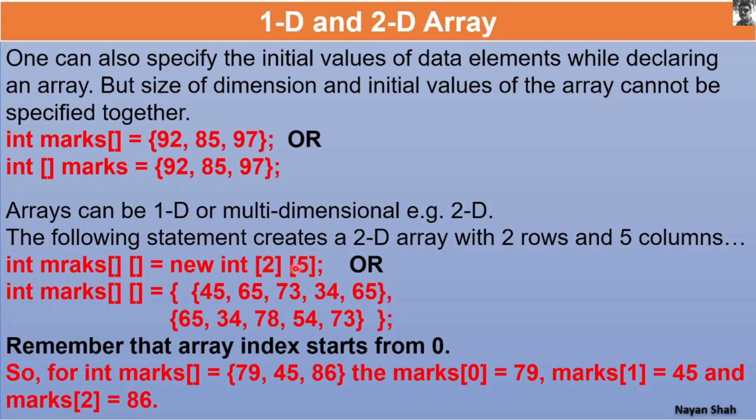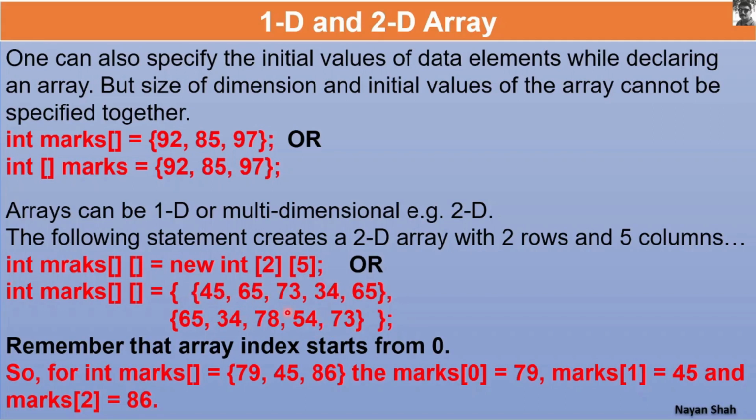So 2 rows and each row will have 5 columns, so we can store a total of 10 values. Same, if you want to create the same array by directly specifying values, you can write like this also. Integer marks of 2 square brackets is equal to a curly bracket which begins from here and ends here, that is for the array, and this first line is the first array, the first row, and this is the second row. In the first row there are 5 columns, in the second row there are 5 columns, so total 10 values.